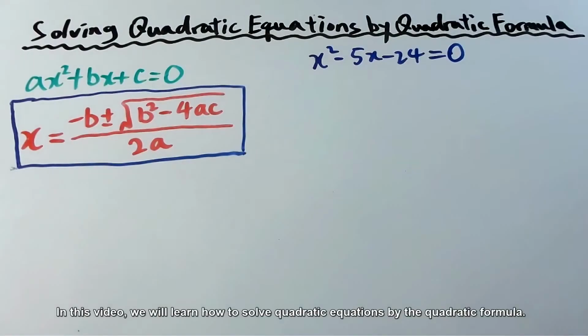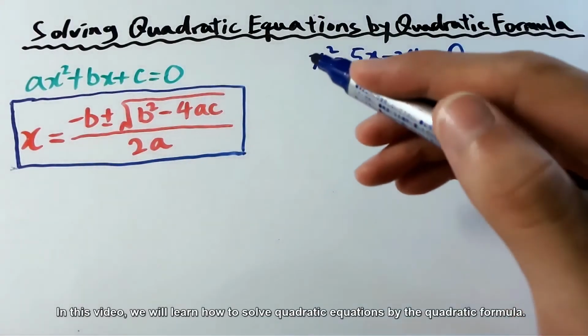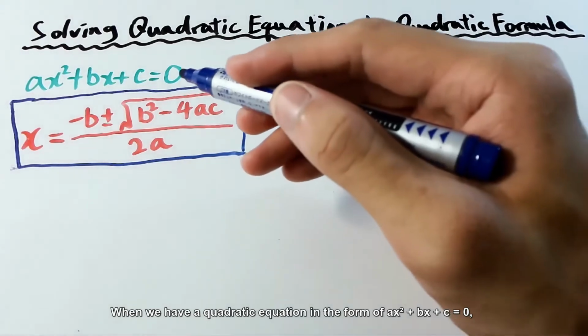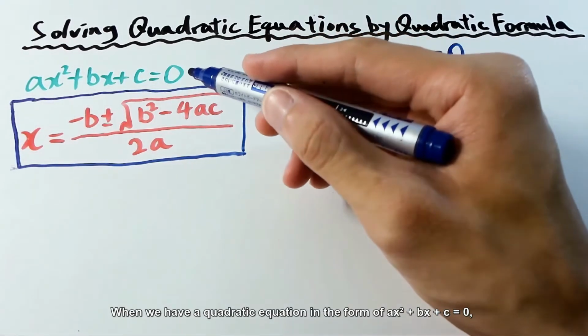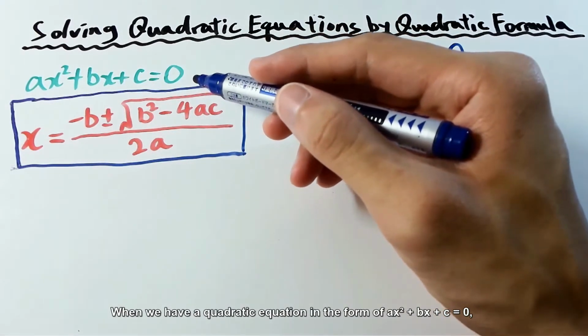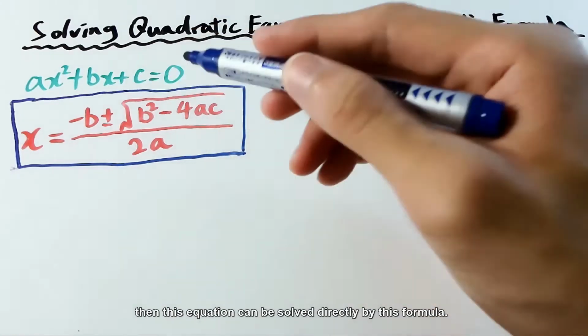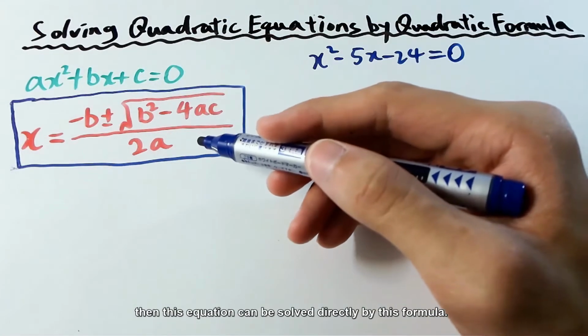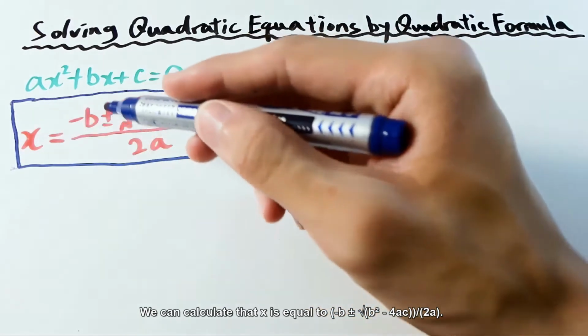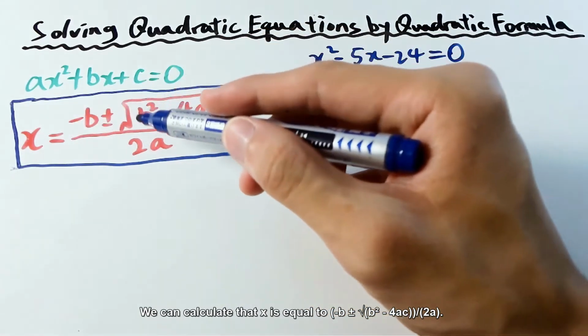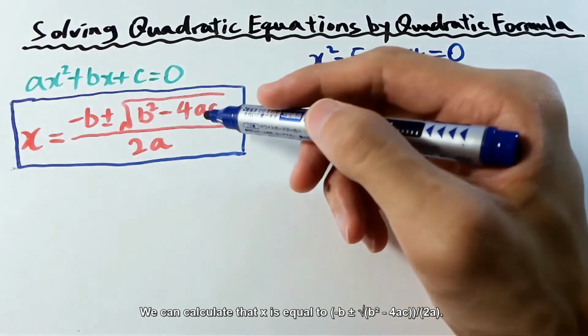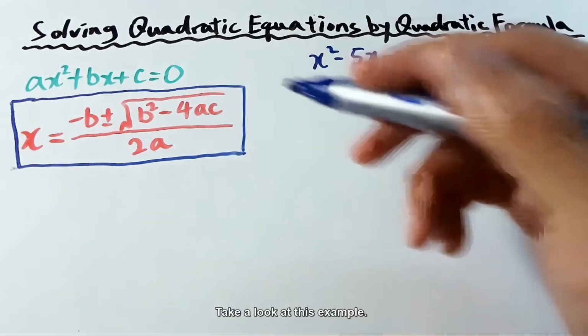In this video, we will learn how to solve quadratic equations by the quadratic formula. When we have a quadratic equation in the form of ax squared plus bx plus c equals 0, then this equation can be solved directly by this formula. We can calculate that x is equal to minus b plus or minus square root of b squared minus 4ac over 2a. Take a look at this example.